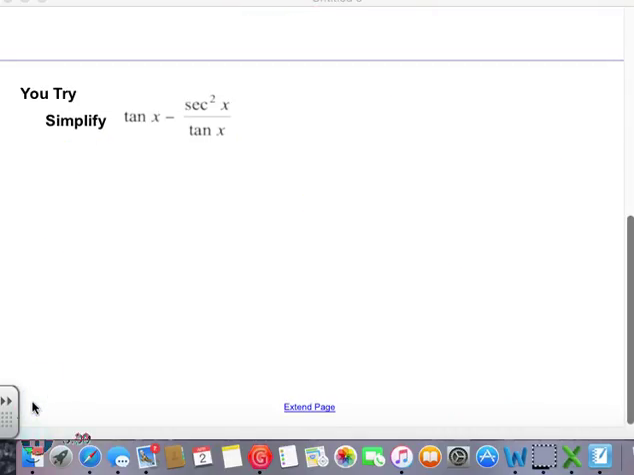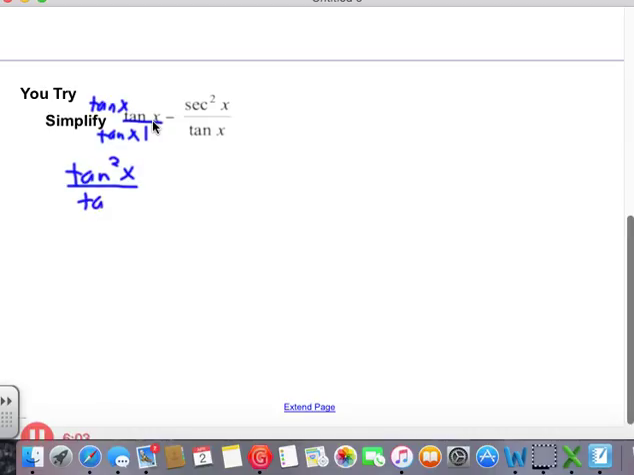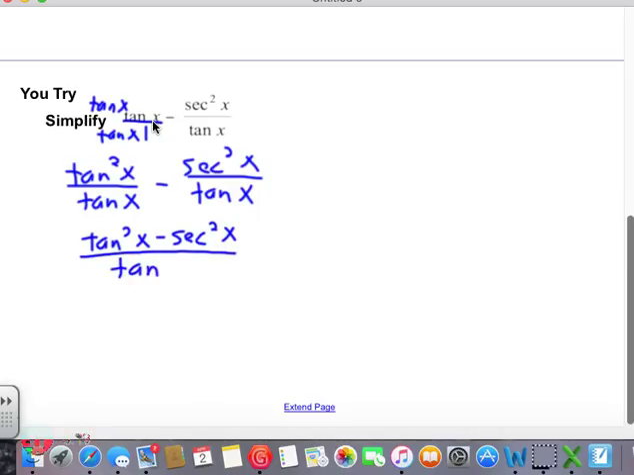All right, so on this one, what you need to do is combine them to be one fraction. So we've got tangent x over 1, and the other one has tangent x on the bottom. So what we need to do is multiply the bottom by tangent x to get a common denominator, and then we've got to multiply the top by tangent of x also. So up top, we're going to have tangent squared x. On the top, of course, will be tangent x minus secant squared. And on the bottom, tangent x. Now we can combine those. So we've got tangent squared x minus secant squared x over tangent x.